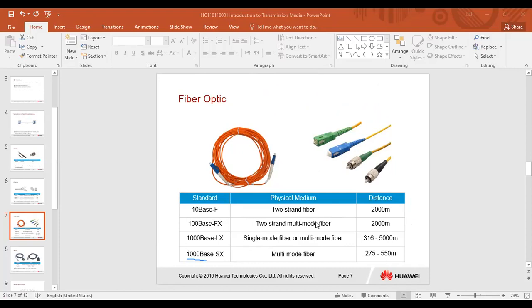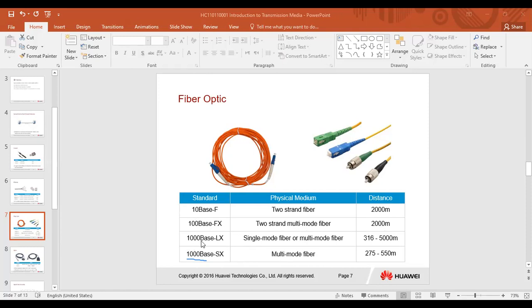Okay, 10 base FX is the simple form of optical fiber. Okay, it consists of two strands of fiber, one used for transmission and the other for receiving. It can be extended up to 100 meters. The data speed will be 10 Mbps. Okay, another form of optical fiber is 100 base FX. Okay, it is also two strands, meaning two wires. Okay, it is multi mode fiber. It can be extended up to 2000 meters.